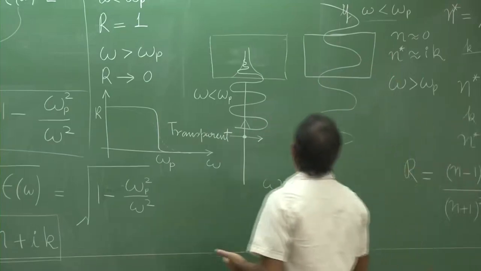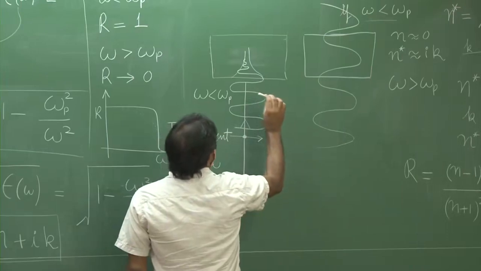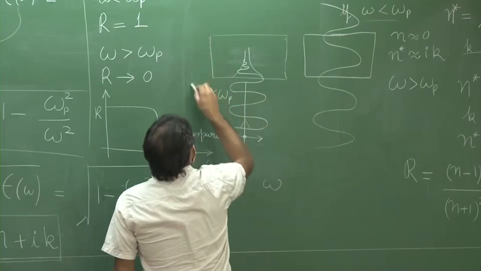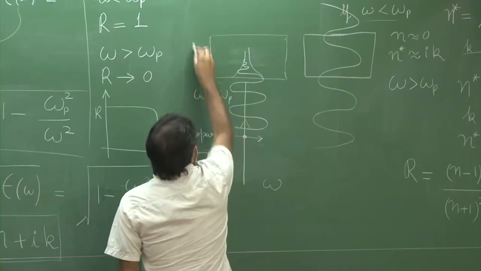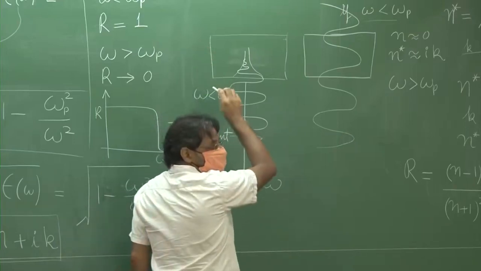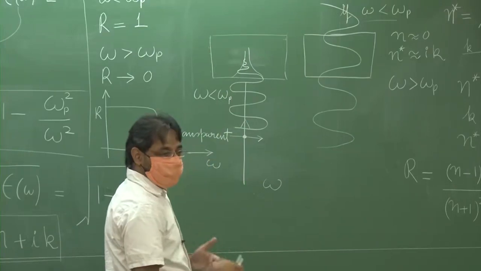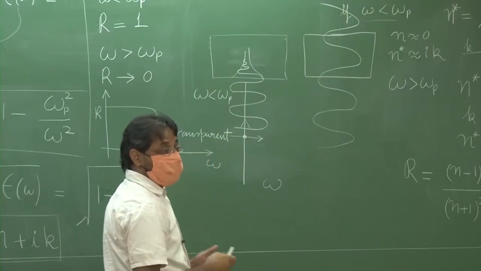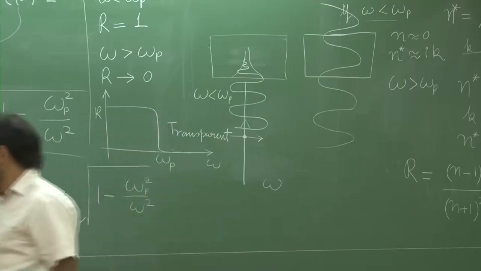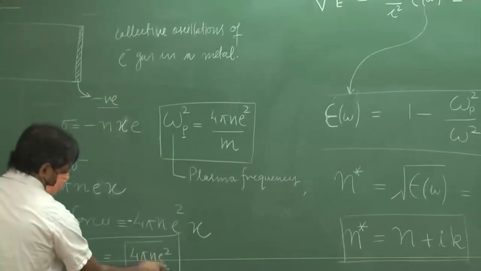So what that means is that up to omega p, strictly speaking, when you have a positive face here, positive plate here, it will become negative. When you have a negative plate here, it will become positive, and it will change itself as fast as the omega of your applied excitations. And it will do so up to frequencies as high as 10 to the power 14, because you can estimate omega p from here. You know everything, you know n, you know e, you know m.